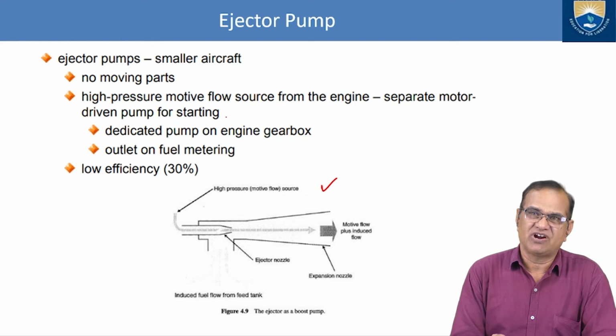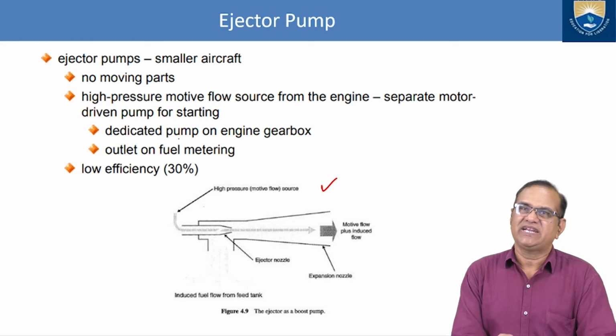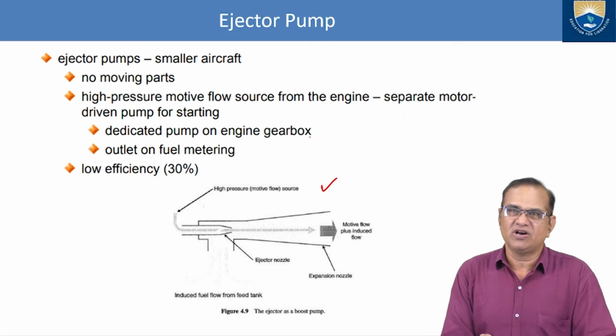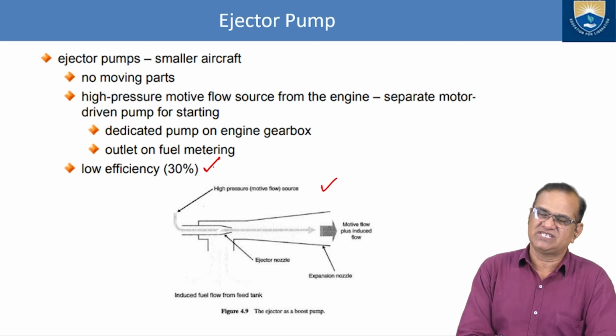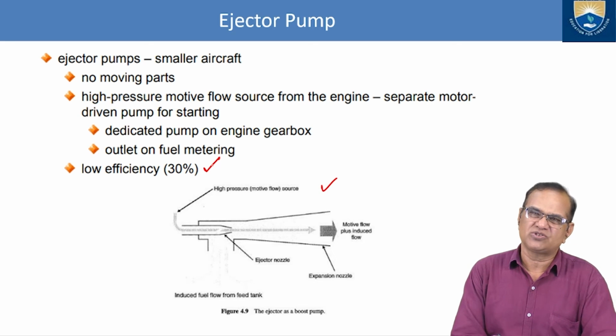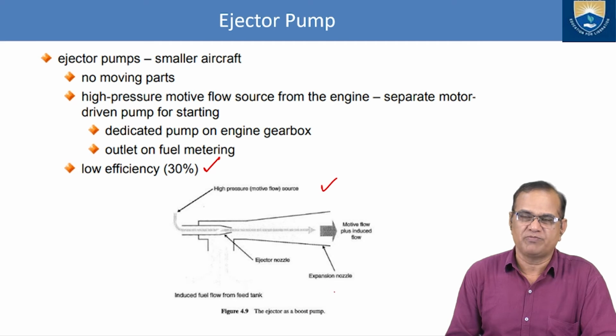Driven pump for the starting. Dedicated pump on the engine gearbox. Outlet on fuel metering. Low efficiency. This is only 30% efficiency. So we are not using the ejector as a boost pump in most of the advanced aircraft.